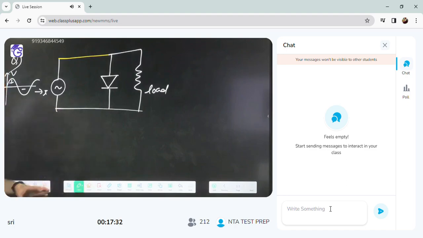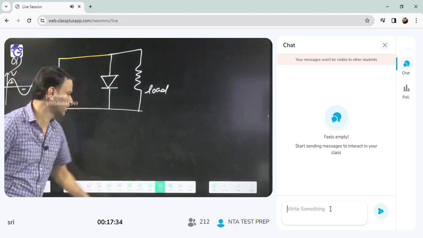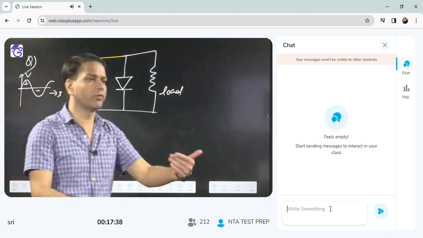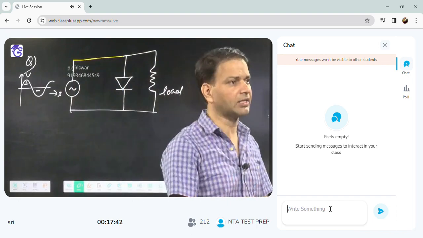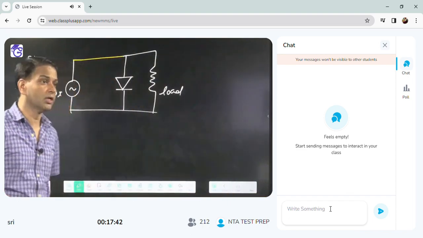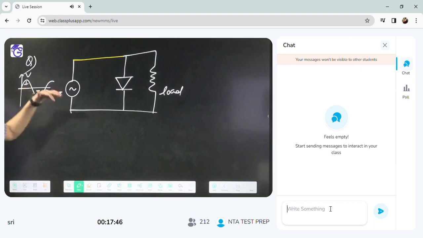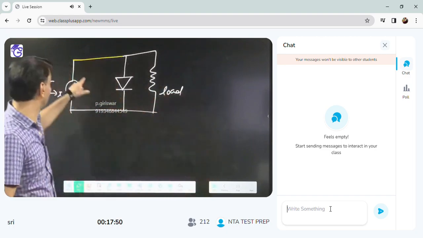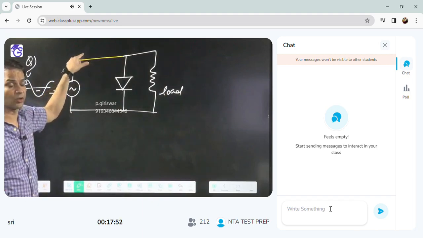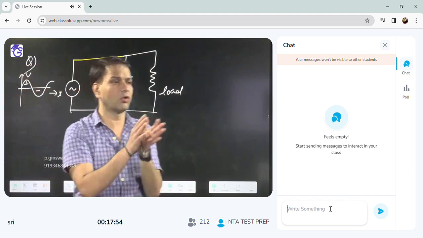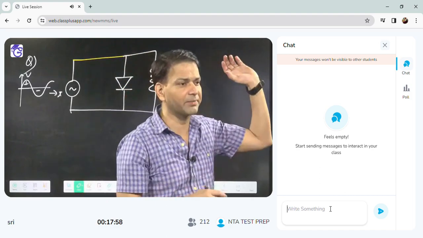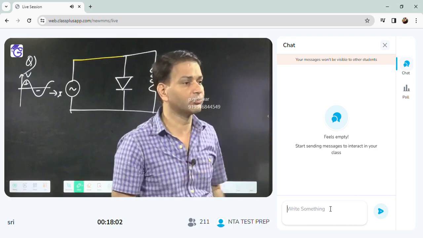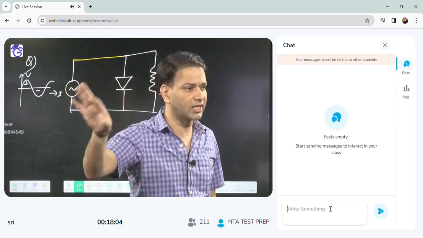Suppose this is the input I have given, sinusoidal alternating voltage. I am asking which cycle we will get as the output, positive cycle or negative cycle. So listen here. In the diagram I used to explain the half wave rectifier, I connected the diode here. Whatever current the diode was getting, the same current the load was getting. That's why in that case we got the positive cycle as an output.